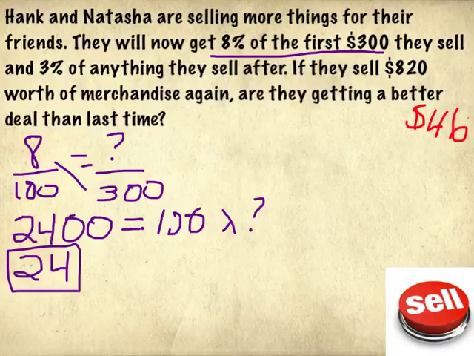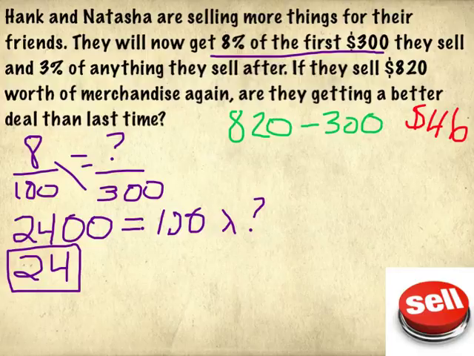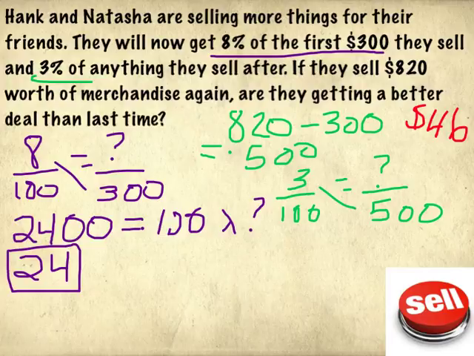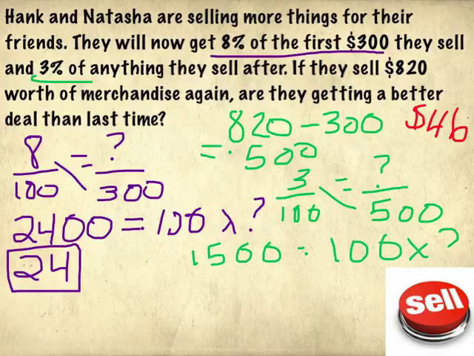Let's figure out the rest. They sold 820, so let's take out that $300 that they get 24 for, and they have 500 left. And they only get 3% of the 500. So now I have to figure out what is 3% of 500. So I'm going to do the same thing. 3 out of 100 equals question mark out of 500. 3 times 500, 3 times 5 is 15. And I keep the zeros. Equals 100 times question mark.